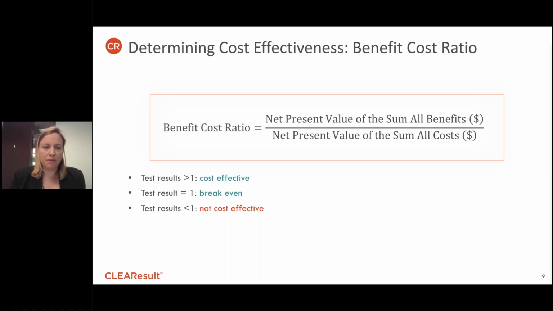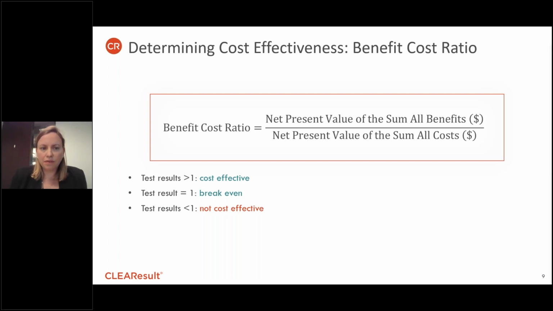And simply put, we want to know, does the net present value of the sum of all of the benefits, in dollars, exceed the net present value of the sum of all of the costs, also in dollars? Simply put, do the benefits in a dollar amount offset the total cost of the program? If your benefit cost ratio is greater than 1, that indicates that your offering is cost effective.